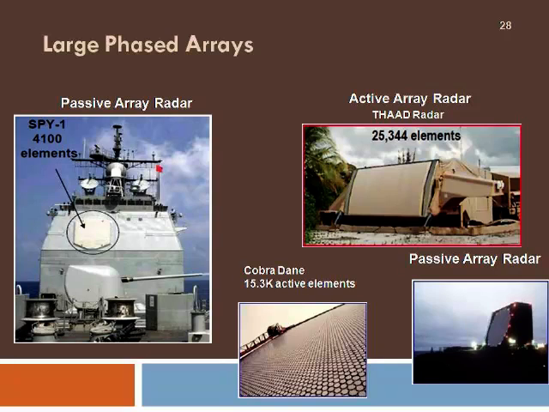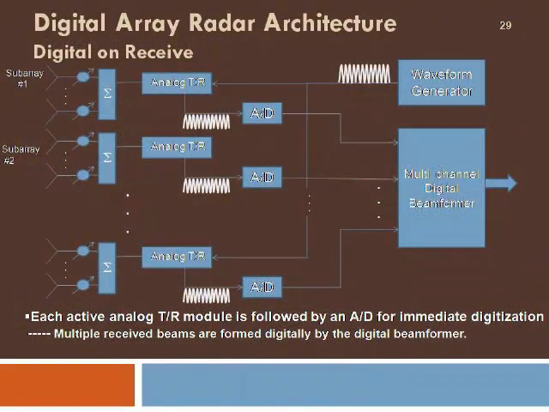Here you can see different phased arrays used at different locations, and the array system is highlighted in each of these diagrams. Here we are going to see a digital array radar architecture. It means the signal that is received from the antenna or from a group of antennas will be converted into digital form and then processed further.